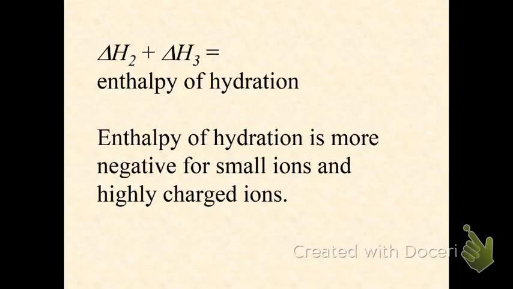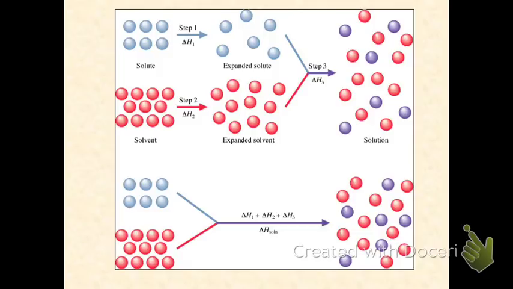So then we have the enthalpy of hydration, and it is more negative for small ions and highly charged ions. And why would that be? Because they would have stronger Coulombic attractions if they're very small or very highly charged. So here we have step 1, step 2, and step 3. And then together they make up the delta H of solution. So delta H of expanding the solute plus expanding the solvent, and then plus the solution itself makes your heat of solution.